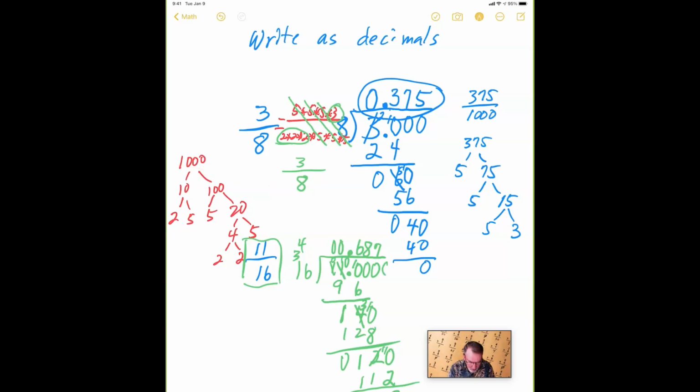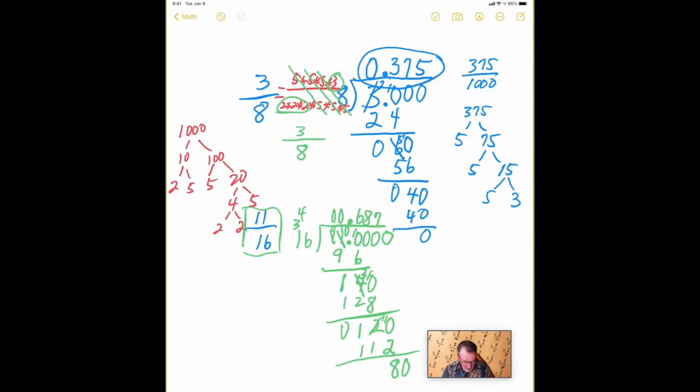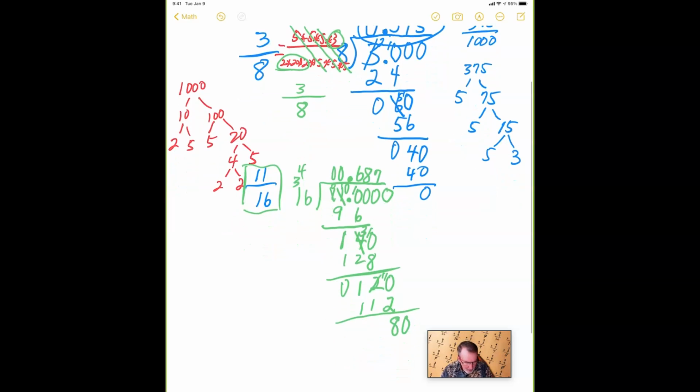And I didn't add another 0 for this, but I can because it's free. And it doesn't change the value of the original number. It just allows us to be more precise. So let me move that up again above that line. So how many times will 16 go into 80?